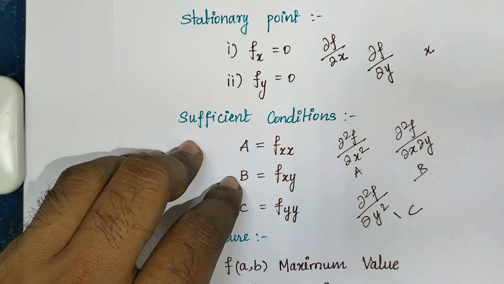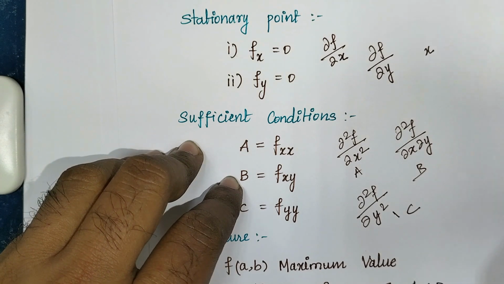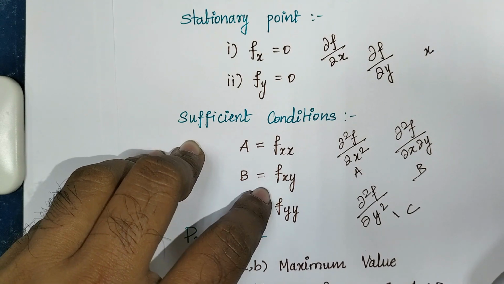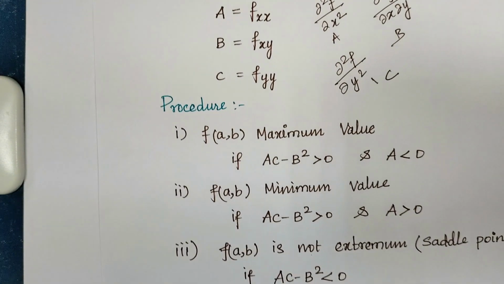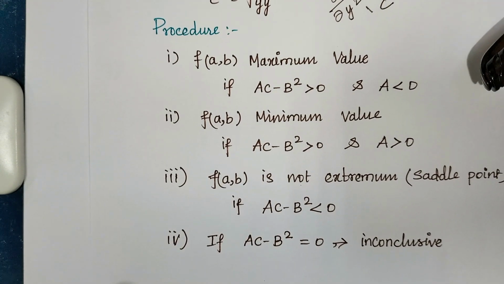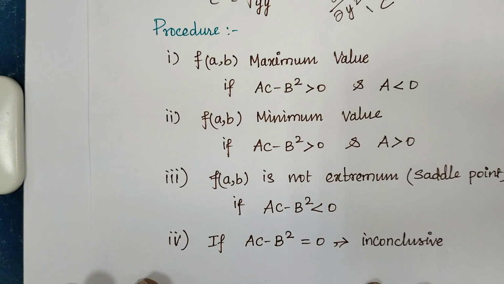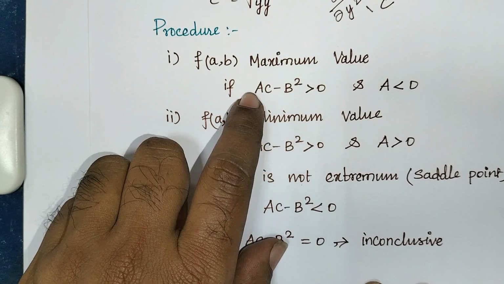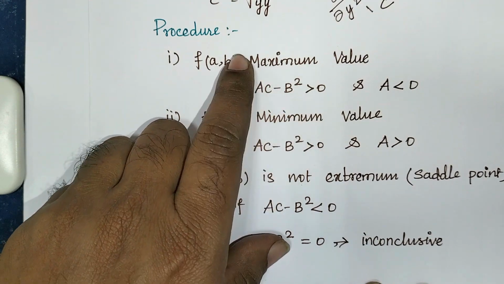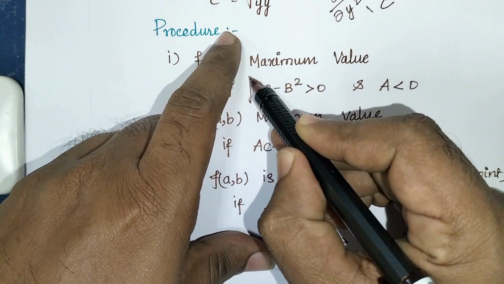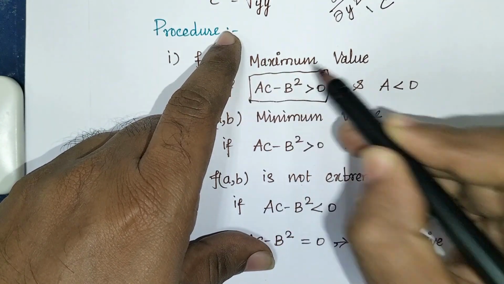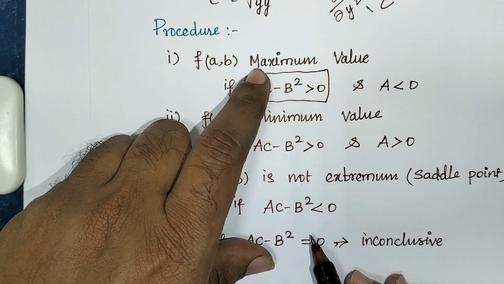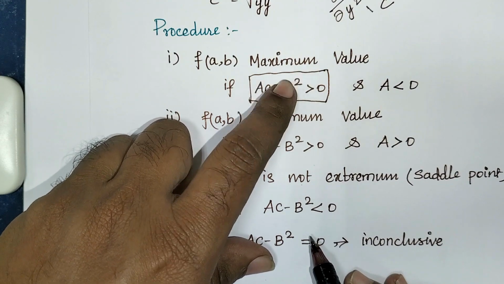The procedure: we have to find a maximum and minimum value for two variables. In the last unit also we saw maxima and minima, but here we have taken two variables. The procedure is very simple. After finding the first derivative and second derivative, I'm going to apply the procedure. When we want to find the maximum or minimum value, your condition should be like this: ac minus b square greater than 0. This should always be satisfied. ac minus b square greater than 0. Then only can we conclude whether it is maximum or minimum. We should always satisfy this condition.